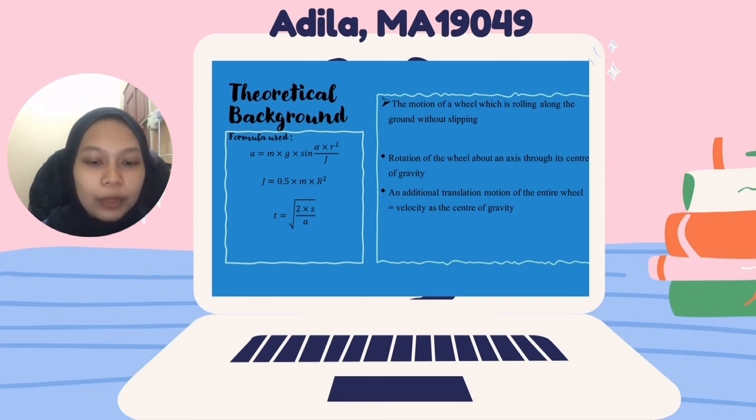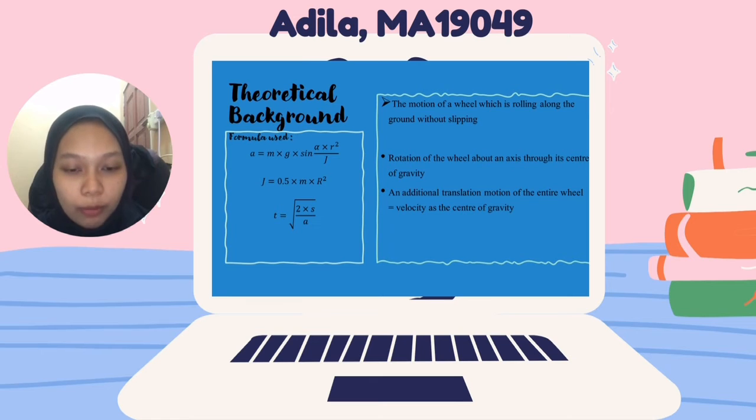The second formula is the mass moment of inertia equation, which is J equal to half times mass times the square of disk radius. The last is the time, where T is equal to the square root of 2 times distance divided by acceleration. So that's all from me.